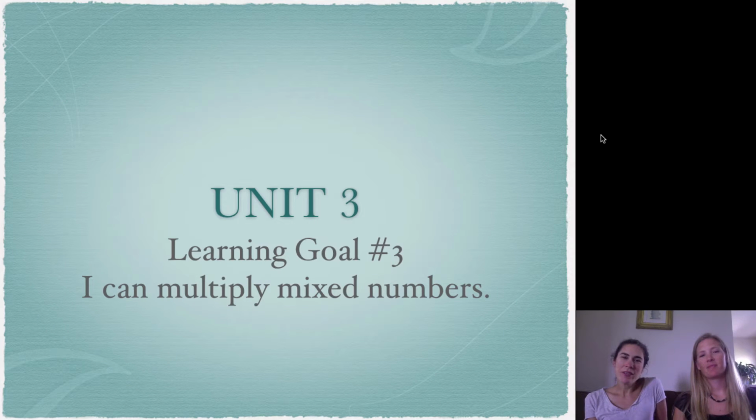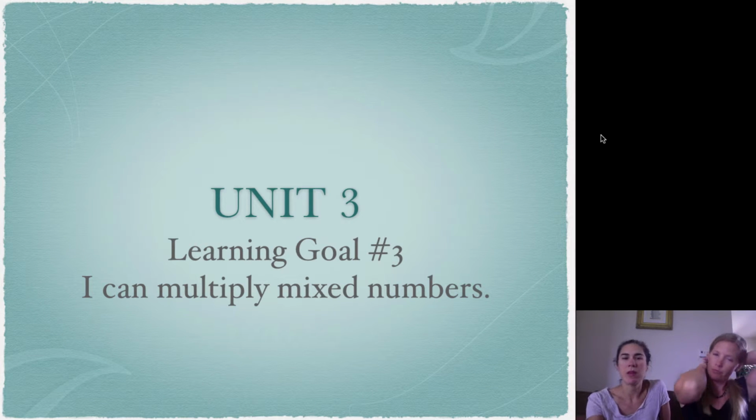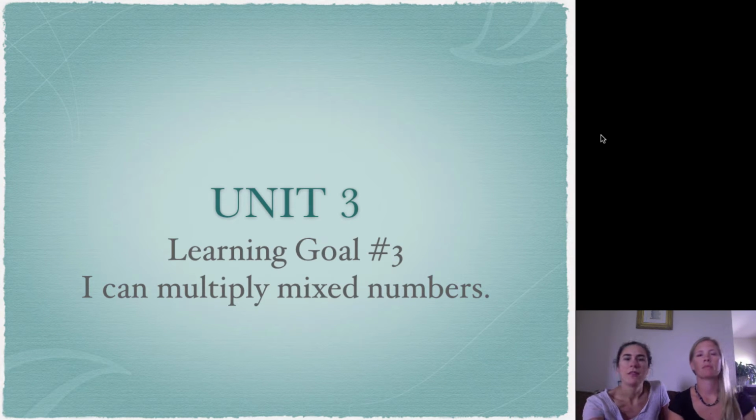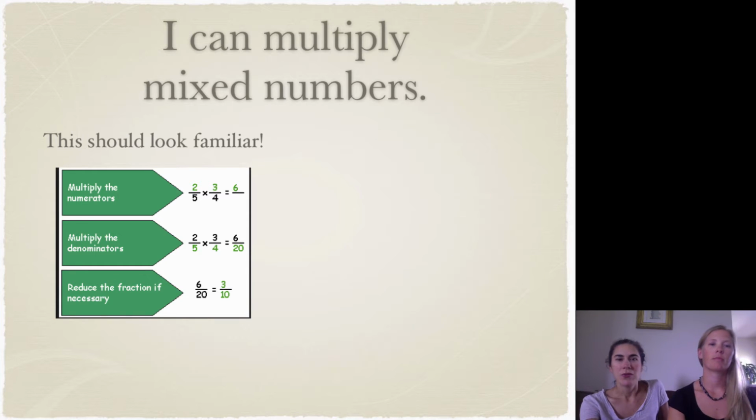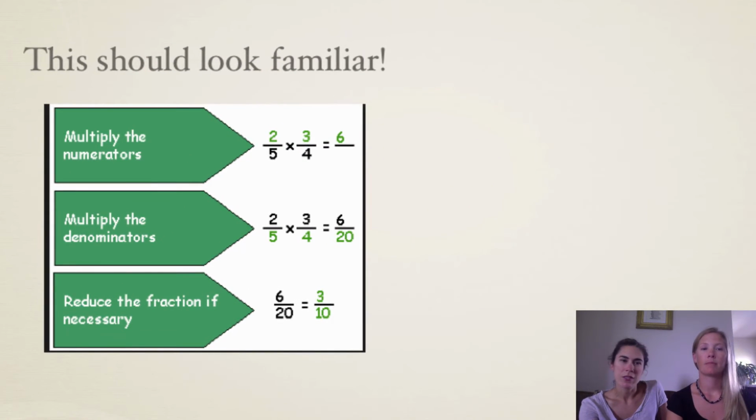So here we go. Learning goal number 3, I can multiply mixed numbers. So you should be feeling pretty comfortable with multiplying fractions. Now we're just going to tie in mixed numbers here. So this should look familiar. Our steps of multiplying the numerators, multiplying the denominators, and then just reducing the fraction if needed.